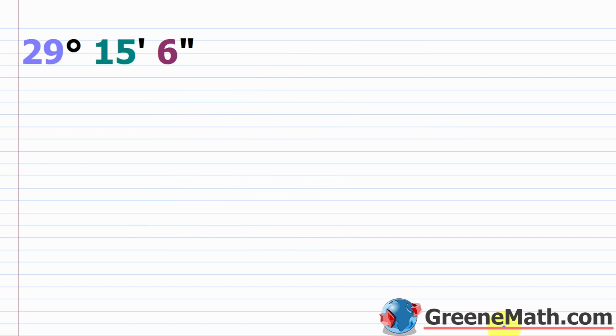Okay, let's find the complement and also let's find the supplement of the angle that's given. So we know that complementary angles sum to 90 degrees. We know that supplementary angles sum to 180 degrees. So if you're asked to find the complement of this angle, what I would do is I would subtract, okay, 90 minus this 29 degrees, 15 minutes, 6 seconds.